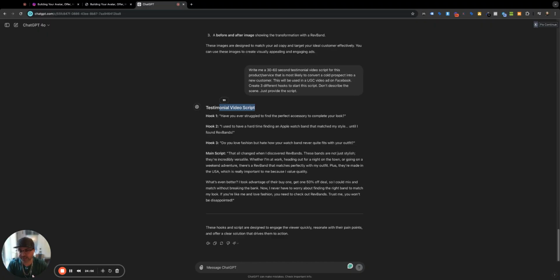Hook 3 going into that same body copy. So sometimes we'll do 3 to 5 variations of the same exact ad. The only thing that's different is that opening line. Okay, so hook 1. Have you ever struggled to find the perfect accessory to complete your look?